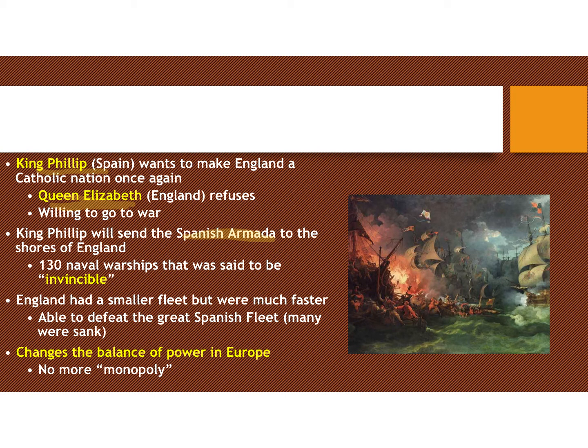and it kind of gave Spain control of the Atlantic. All right, the Spanish Armada consisted of 130 naval warships that were said to be invincible. England had a very small fleet at the time, but their ships were much faster. And in the English Channel, the English ships will defeat the Great Spanish Fleet. All right, many of those ships were sunk. And what is significant about the English defeat of the Spanish Armada is that it changed the balance of power in Europe.